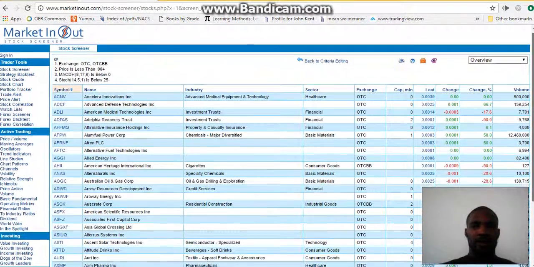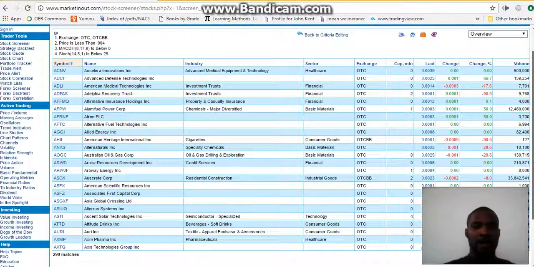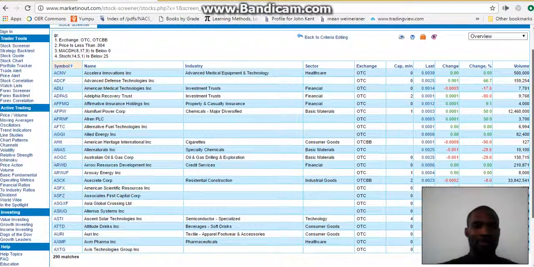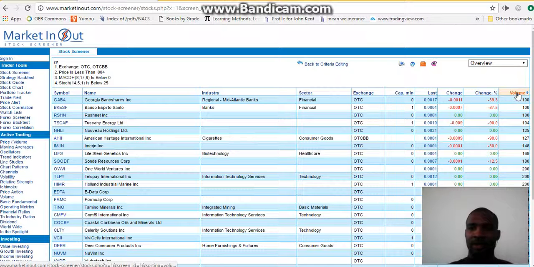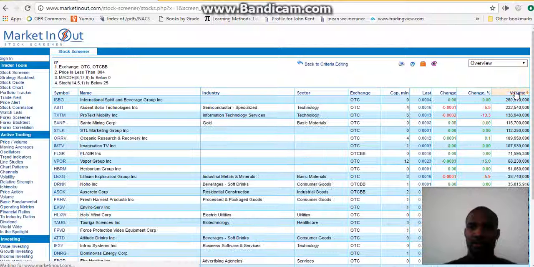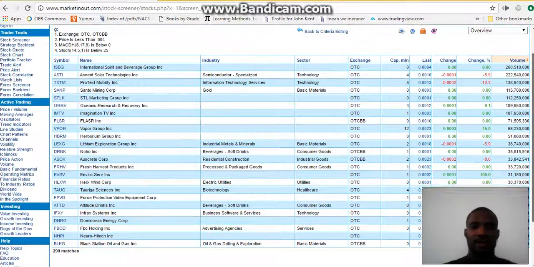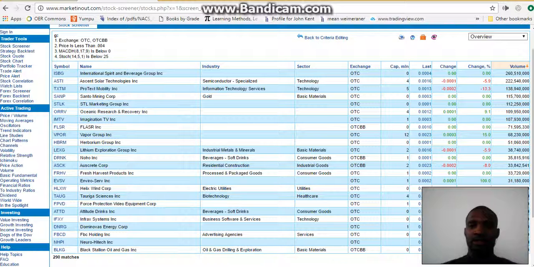Alright, you see it was that easy. So it gave me a list. It says 290, and there's 13 pages. That's too many, but I will usually go in between volume, see which one had the most volume. Something that traded 100 shares, I'm not really interested in that. Something that traded 200 million shares is more interesting, so I'll probably take the first page, and I'll look at each one of these ticker symbols.